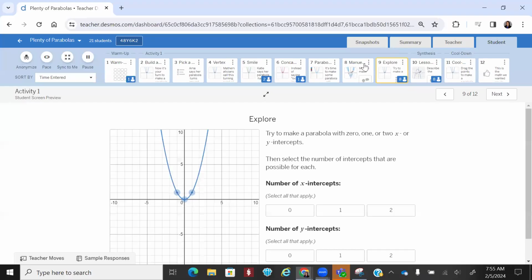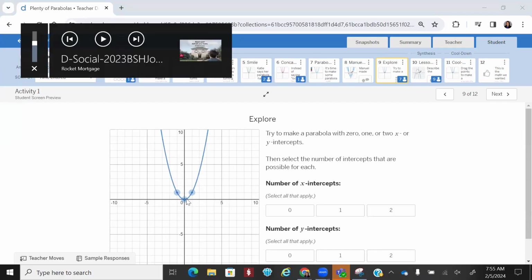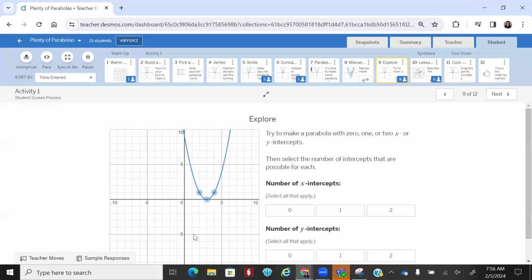Okay, so briefly, let's talk about a couple of things. If I want to make 0 x-intercepts, it just needs to be off the page or off the line, right? It just doesn't need to touch it. What about 1 x-intercept? I can make the vertex touch that line. 2 x-intercepts, I can bring it below the line.